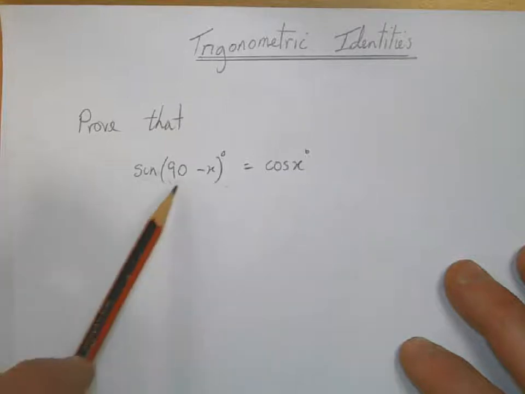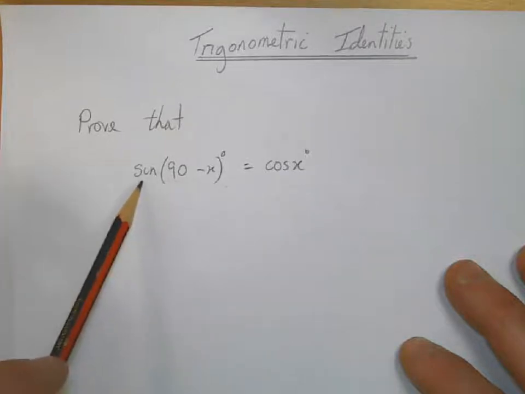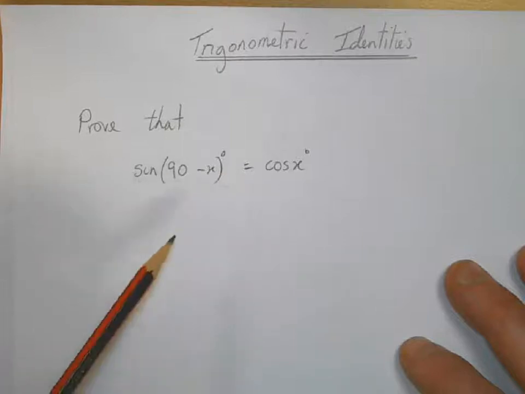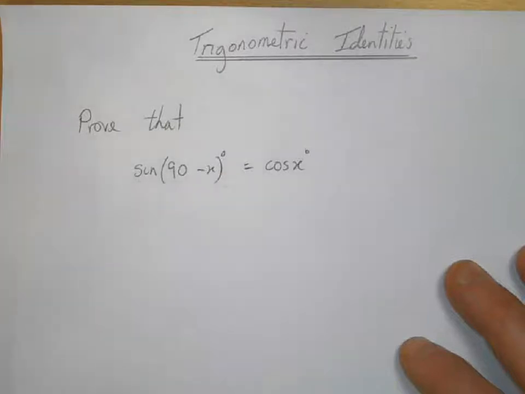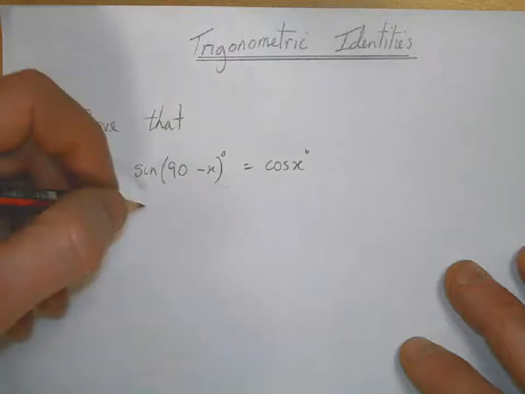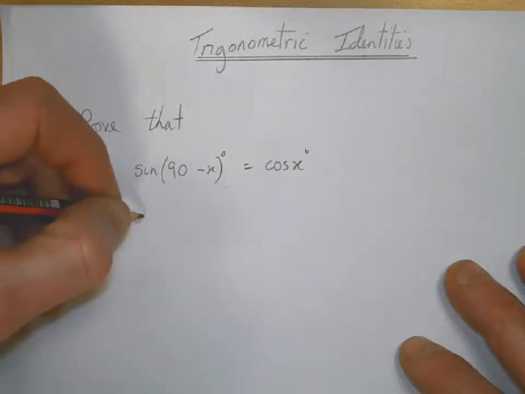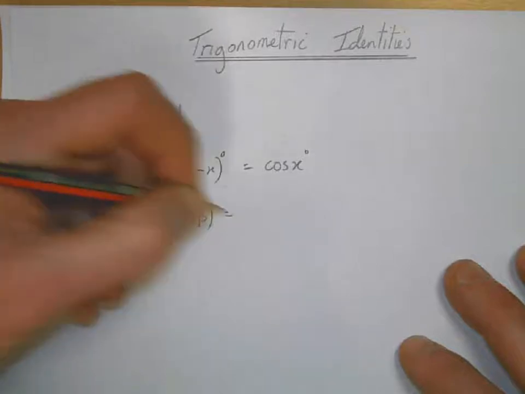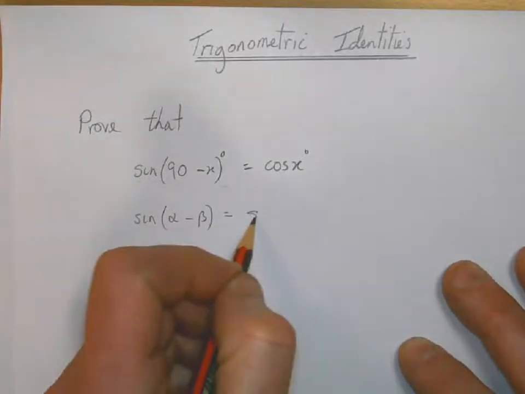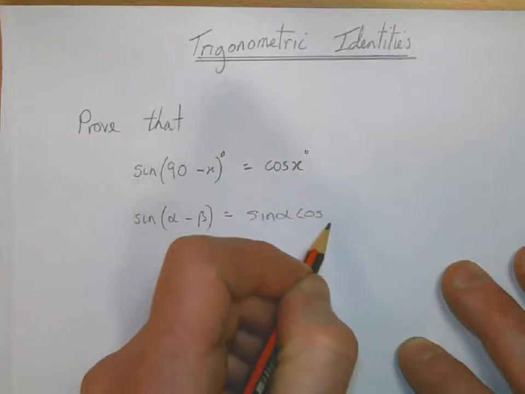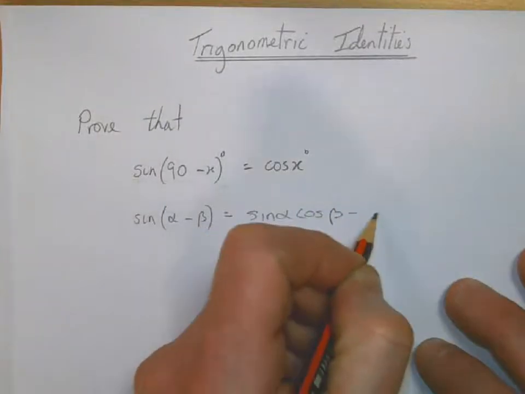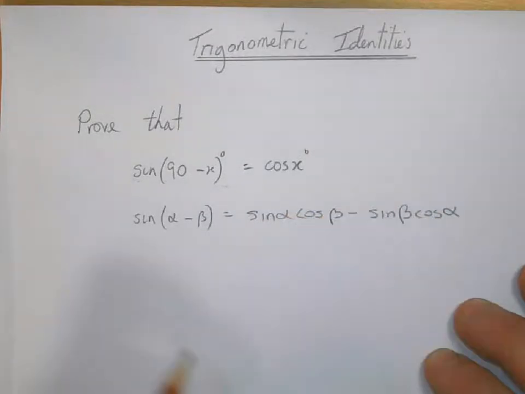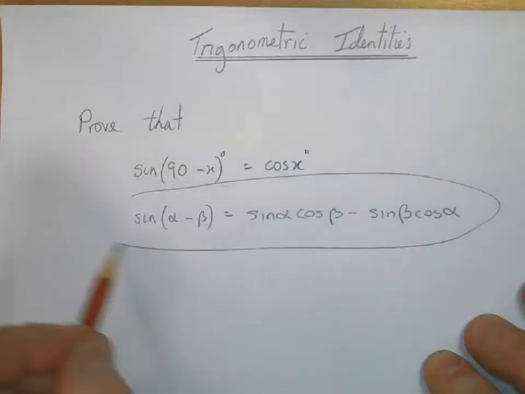So whenever you start seeing sine or cos with brackets, with two terms inside the brackets, you've got to start thinking of the addition formula. So we can expand that out by using this formula here. Sine alpha minus beta is equal to the sine of alpha cos beta minus the sine of beta cos alpha. So that's the addition formula we're going to use.